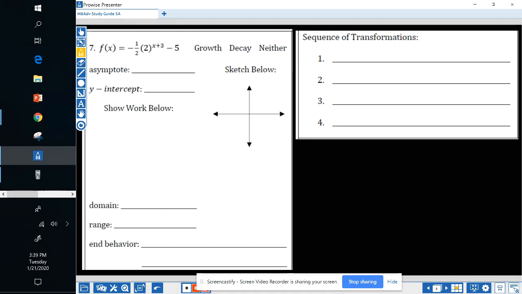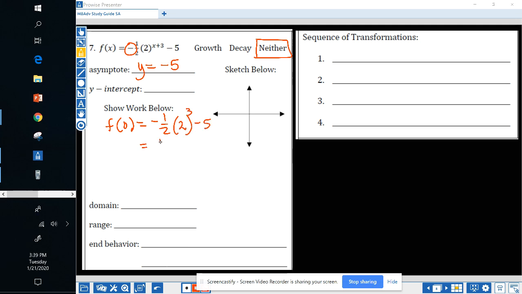Number 7, because my A is negative, this is neither a growth nor a decay. The asymptote would be y equals -5. And when I plug in 0 for x, 0 plus 3 is 3. 2 to the third is 8. 1/2 of 8 is 4. Minus 5, I get 0, comma, -1. So I'm going to say -5 is my asymptote. 0, -1.